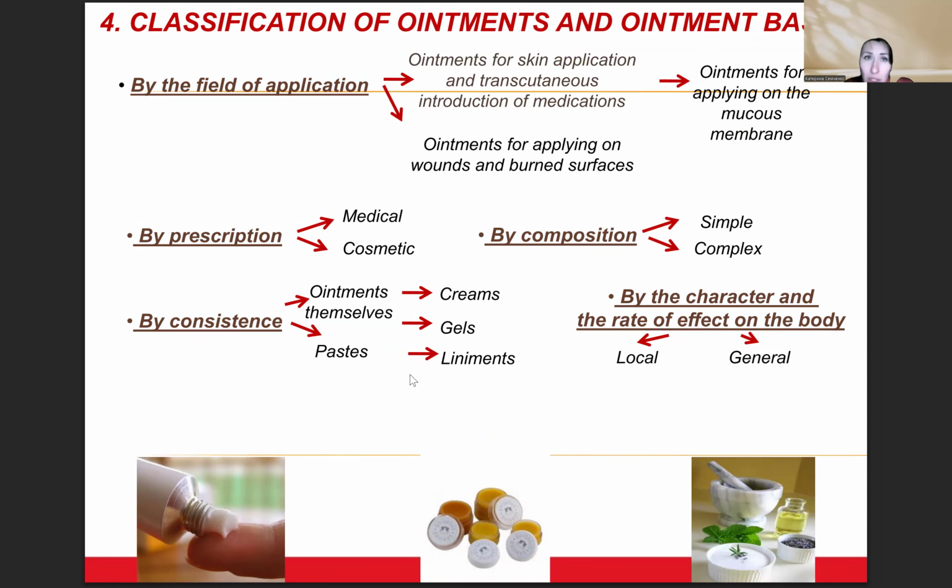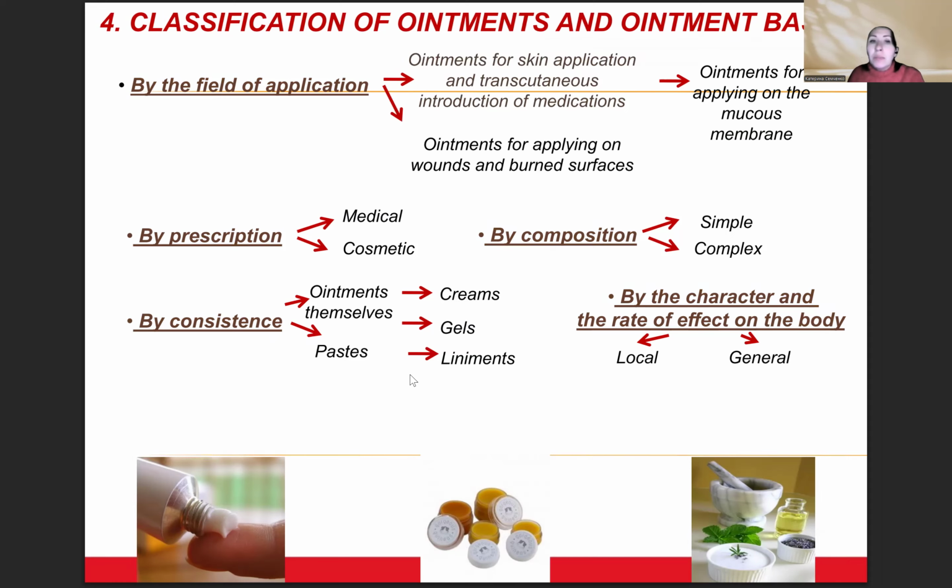By the field of application, ointments are divided into ointments for skin application and transcutaneous, the main one, so-called dermatological ointments, ointments for applying on mucous membranes, ointments for applying on wounds and burn surfaces. The last one, they are specific. When we talk about applying something on open wound, so we're going to have contact with blood, or burn surfaces, also contact with blood, and these ointments must be sterile and apyrogenic.